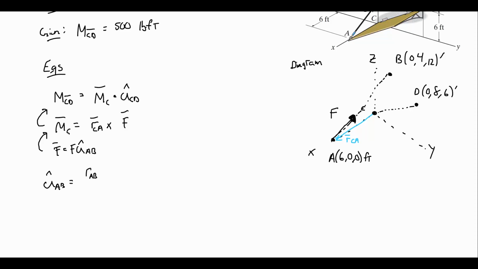So this will be RAB over the magnitude of RAB. RAB is going to be found by taking the endpoint B minus the start point A. So 0 minus 6 is negative 6i. 4 minus 0 is 4j. And 12 minus 0 is 12k. And the magnitude is going to be the square root of 6 squared plus 4 squared plus 12 squared. And that works really conveniently to give us an integer of 14.